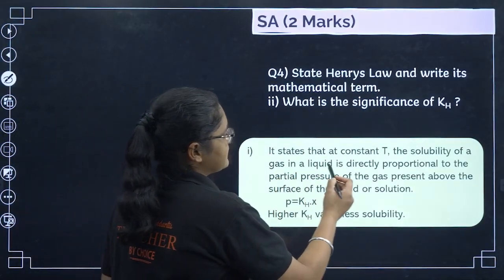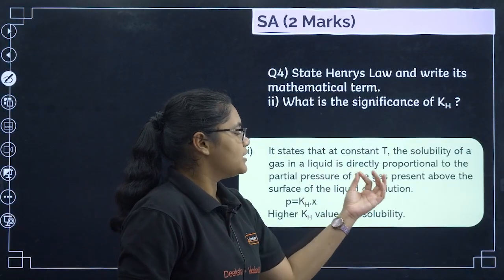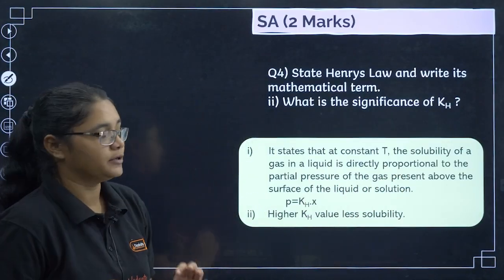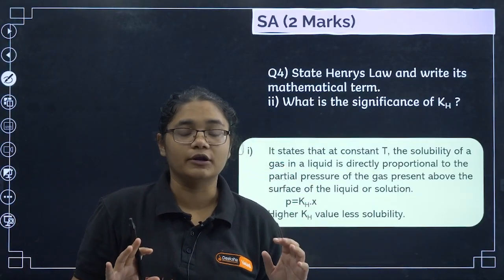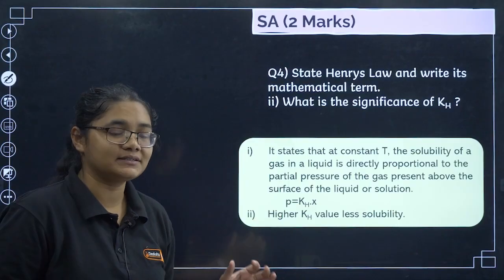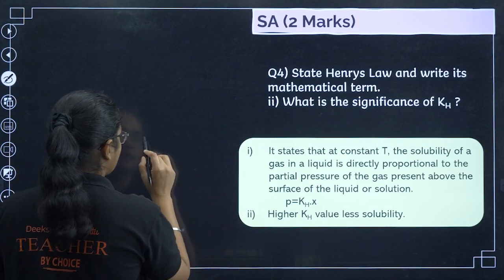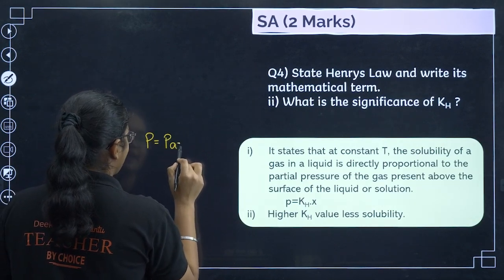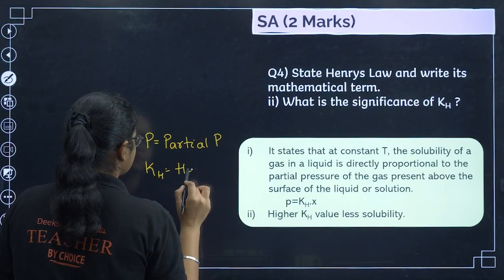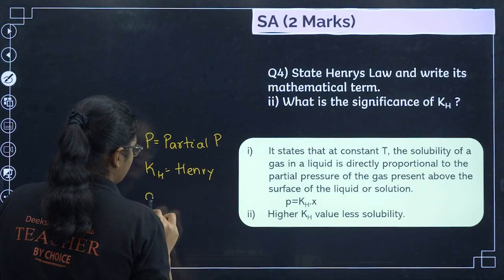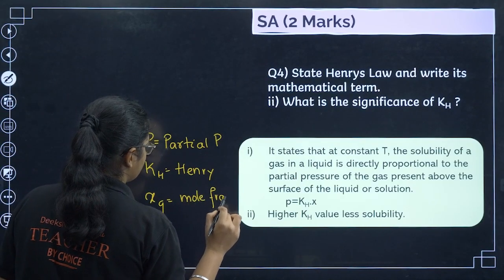Henry's law states that at constant temperature the solubility of a gas in a liquid is directly proportional to the partial pressure of the gas present above the solution. Please remember the definition exactly as it is written in the book; don't change the words. And the formula is P is equal to KH into X. Here you also have to define the terms, where P is the partial pressure of the gas, KH is Henry's constant, and X is the mole fraction of the gas.